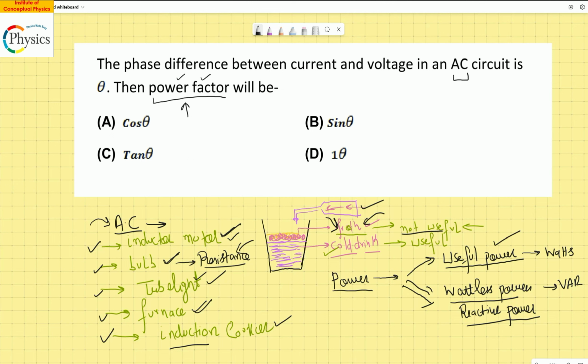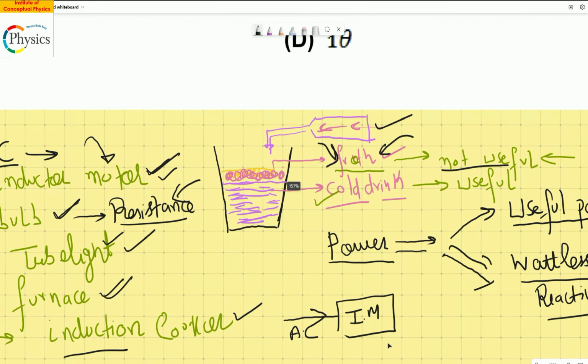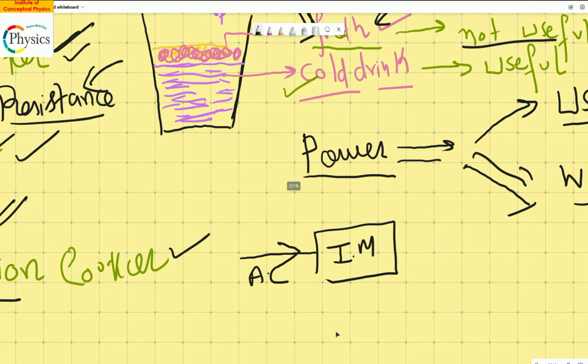If you have, for example, an induction motor, this is your induction motor. The power comes from your electricity board. This is AC power. When the power enters this induction motor, this is what will happen. Like cold drink entered the glass, it got split into two parts, right? So the power is now entering the induction motor and it gets split into two parts.